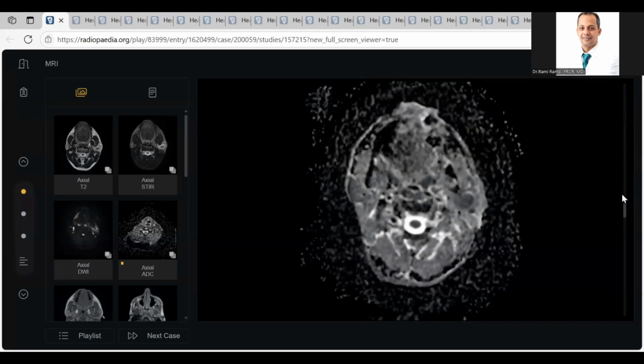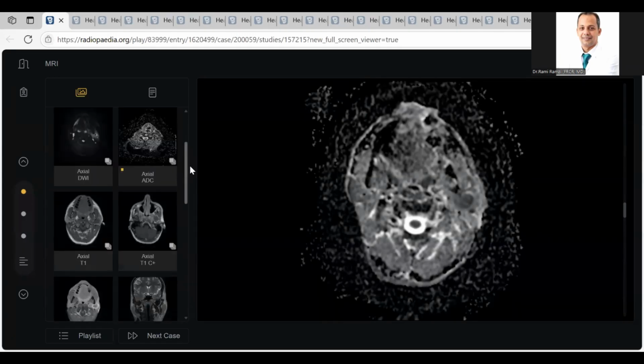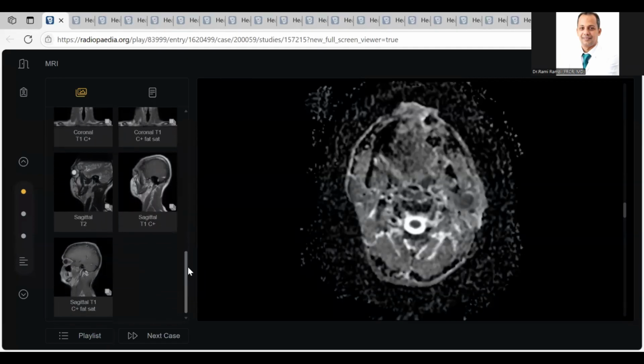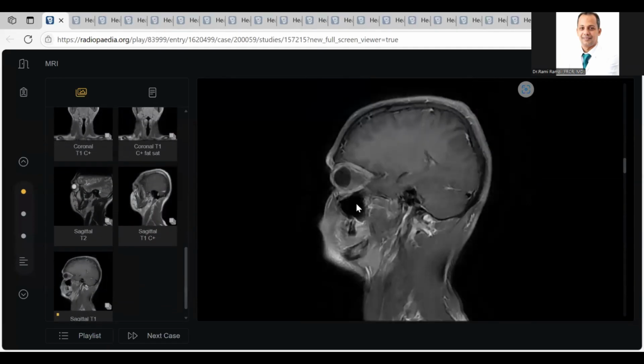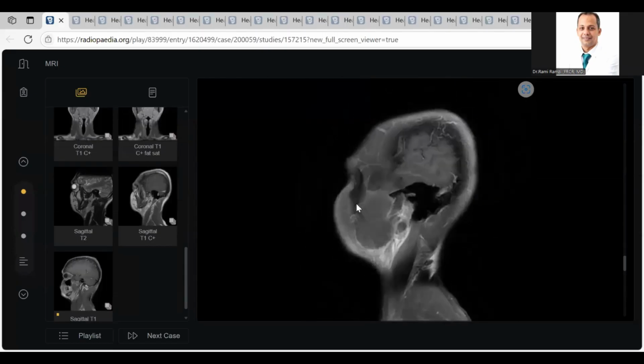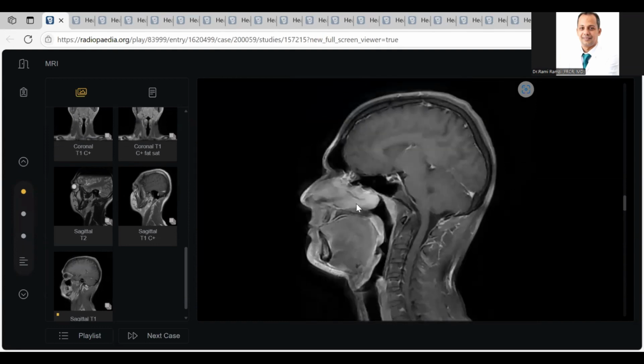Excellent. I would like to see if there is any stone obstructing the parotid, causing parotid abscess. Which sequence do you want to see? SWI, sir. Let me see if we have. No SWI, I think. This is the only one. Sir, I cannot find any stone. The scrolling is very much jumping.